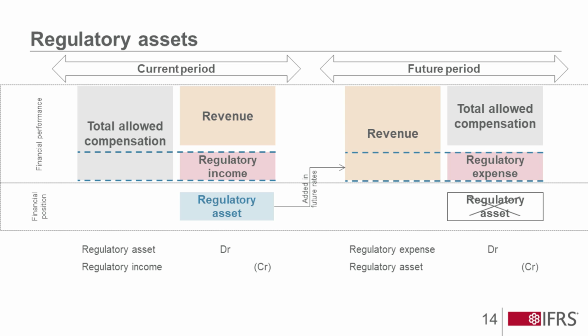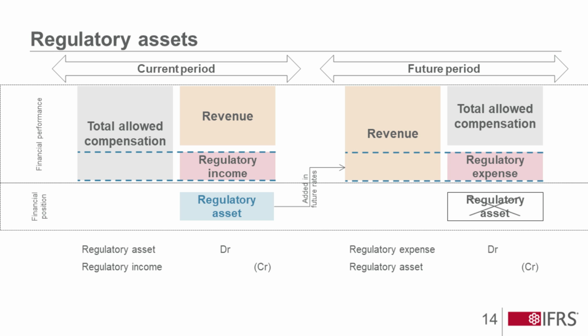Now, the entity would report that right as a regulatory asset and corresponding regulatory income. In a future period, that you see on the right side of the slide, when the entity charges customers a rate that includes the part of the total allowed compensation for goods or services supplied in previous periods, the entity would recognize revenue and would reflect the recovery of the regulatory asset by de-recognizing the regulatory asset and accounting for regulatory expense in the statement of financial performance.